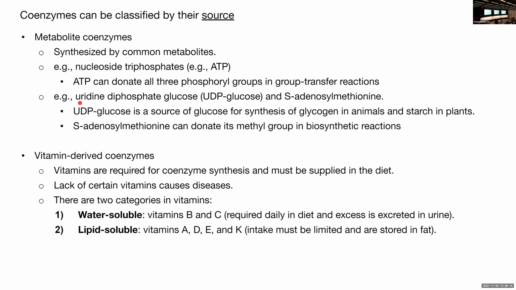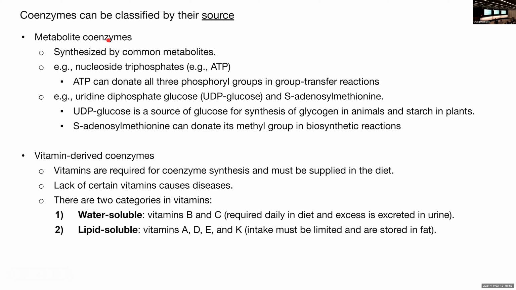And the other one is uridine diphosphate glucose, or UDP glucose, and also S-adenosylmethionine. And this UDP glucose is a source of glucose for synthesis of glycogen in animals and starch in plants. So it's just an example of how this is used as a coenzyme here. And another one, S-adenosylmethionine, can donate the methyl group because it's based on methionine, and can be used in biosynthetic reactions.